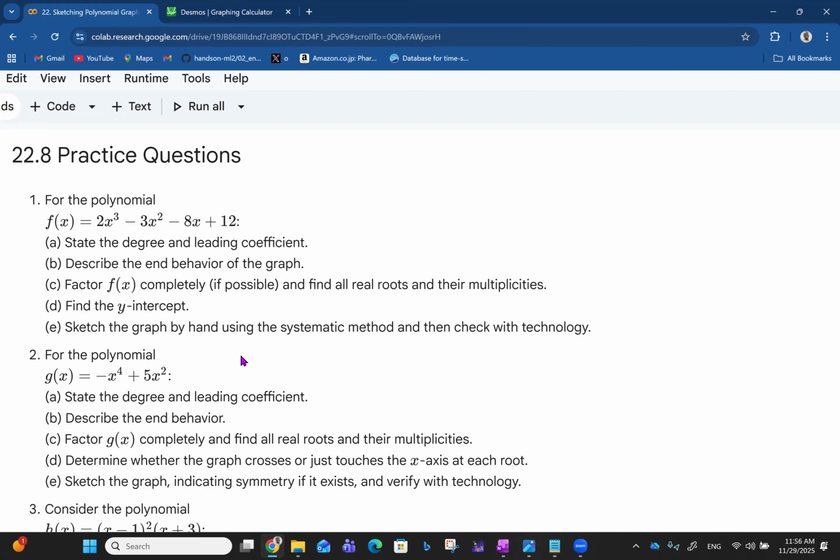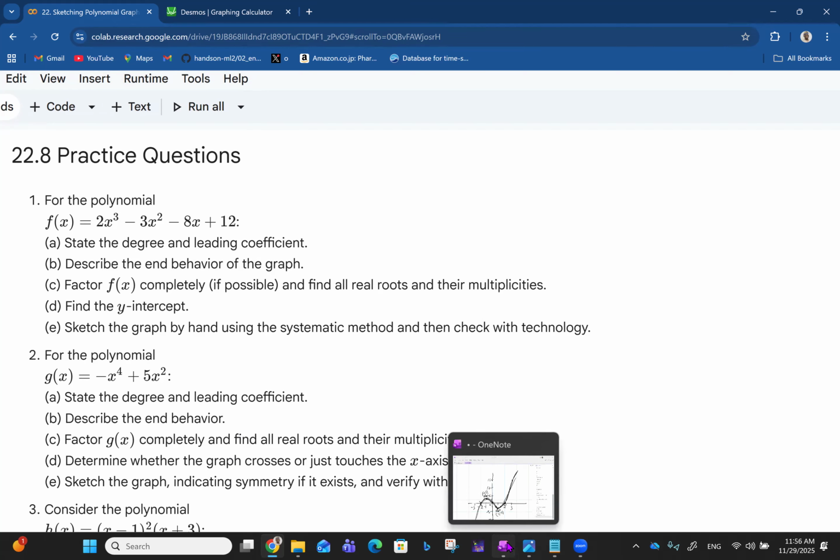Of course, end behavior is going to be determined by that leading coefficient and the degree. Then C, factor completely if possible, and find all real roots and multiplicities. D, find the y-intercept. Then finally, sketch the graph by using the systematic method and check with technology. Sketch, that's the fifth thing we need to do. All right, so let's go ahead and do that here.